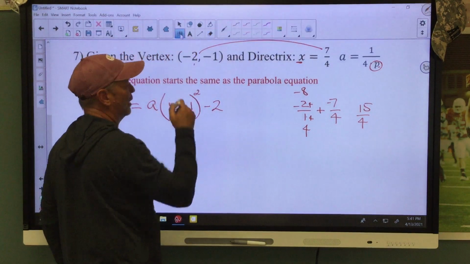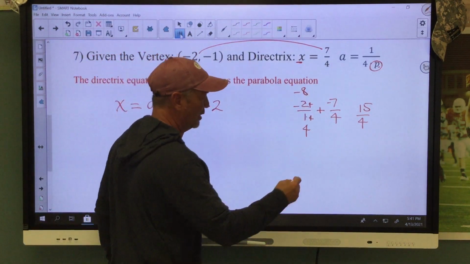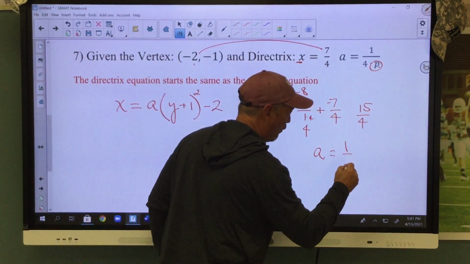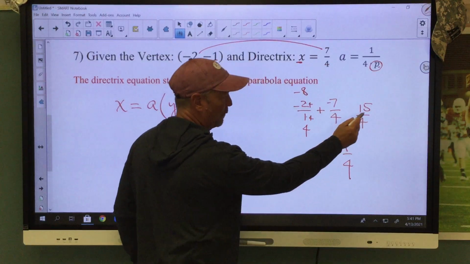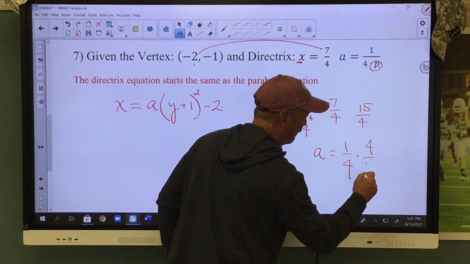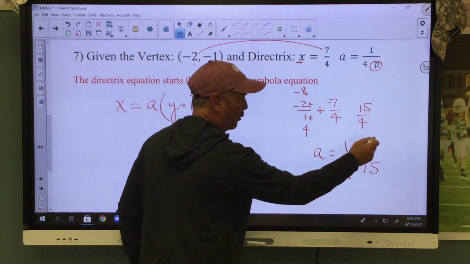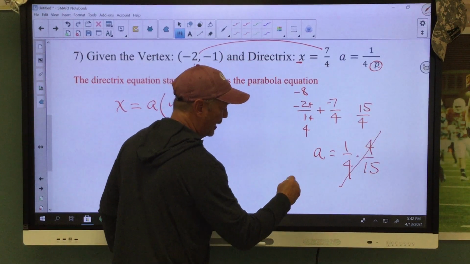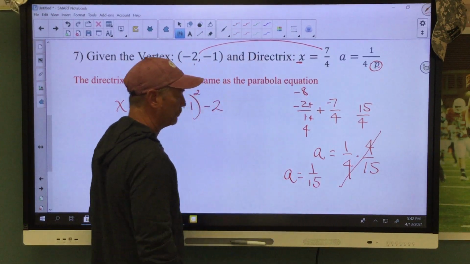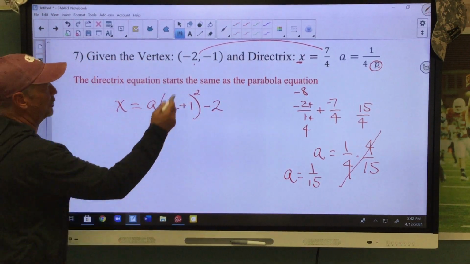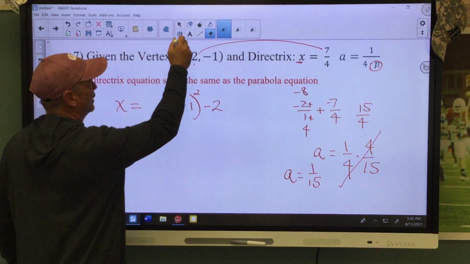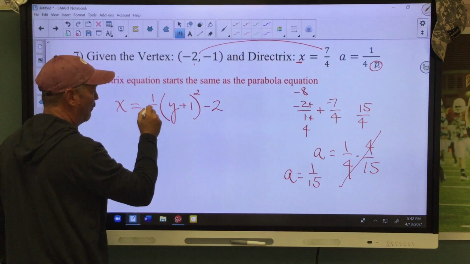Okay? Now, we're going to substitute this in, and we're going to say that a equals 1 over 4. This is a fraction, so we're going to say times 4 over 15. The 4's cancel, and we find out that a equals 1 over 15. So my a value is 1 over 15. Let's write this in. 1 over 15.